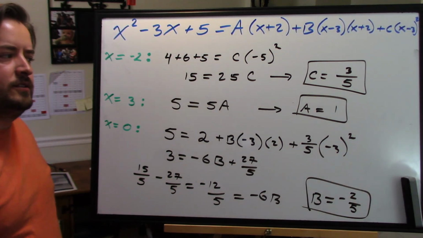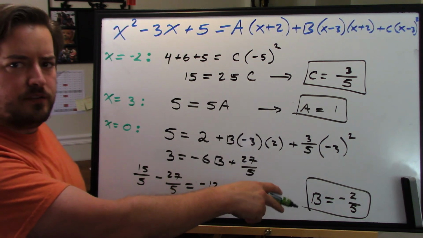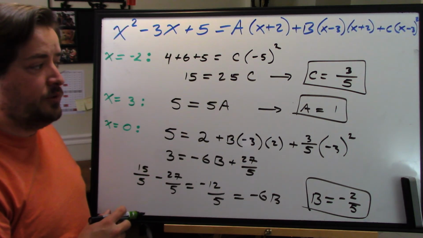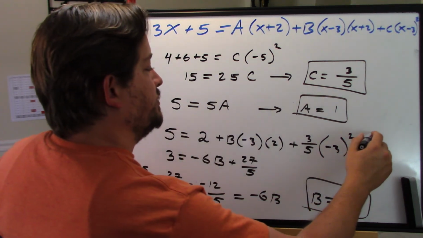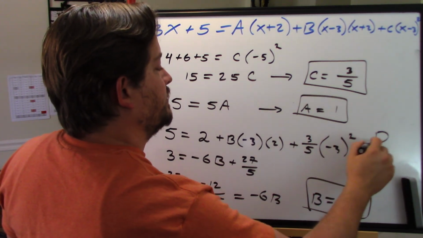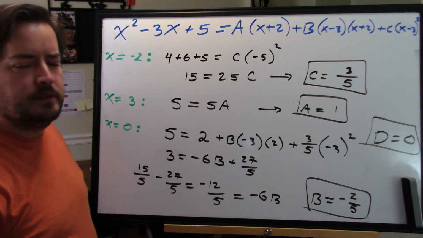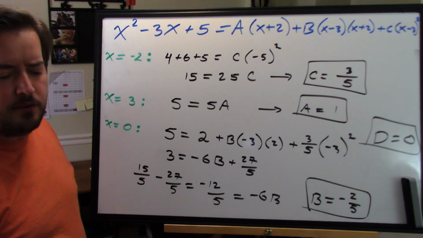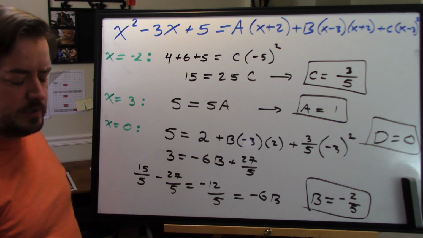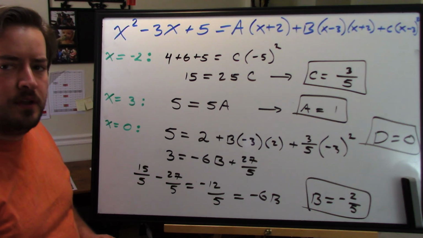And those would be your answers. A is 1, B is -2/5, C is 3/5, and there is a spot for D, but since there isn't a D in the formula that we had, you just throw in a 0, I think. Or it might be NA for not applicable, but I'm pretty sure it's a 0. So, hopefully that's helpful.